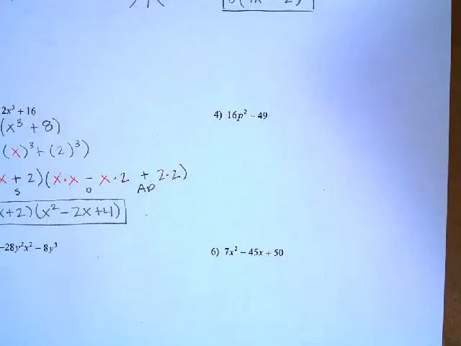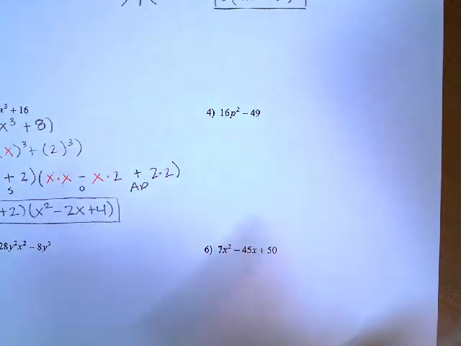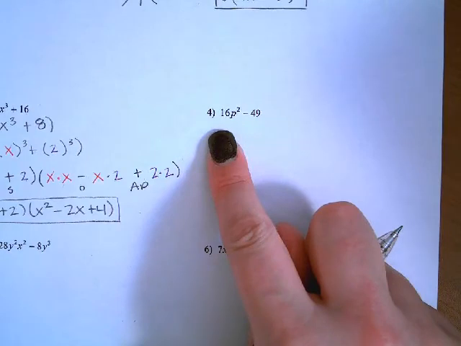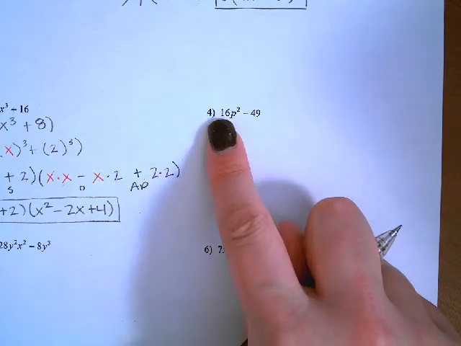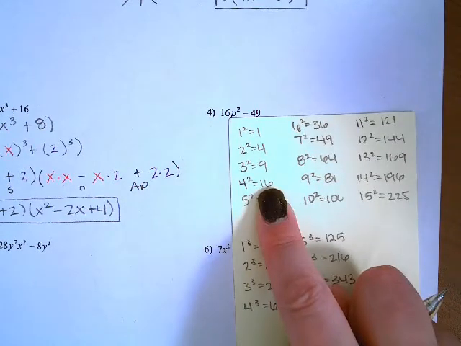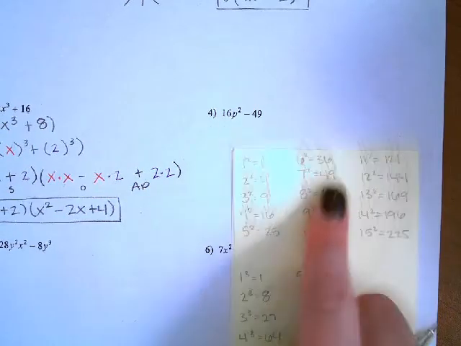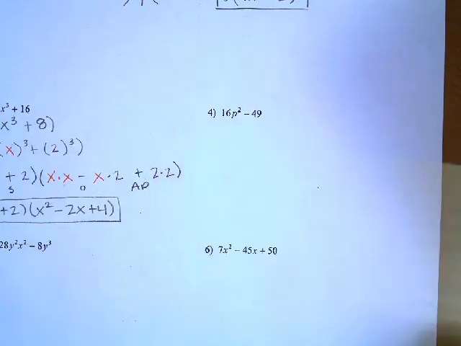All right, for number 4, again we have a binomial. It has 2 terms. I have to think about whether it's a GCF problem, a difference of squares problem, or a sum or difference of cubes problem. Here I can see 16 and 49, one's even, one's odd. I recognize both of those numbers as perfect squares, 16 here and 49 there. That's p squared, and there's a minus, so this seems like a difference of squares problem.